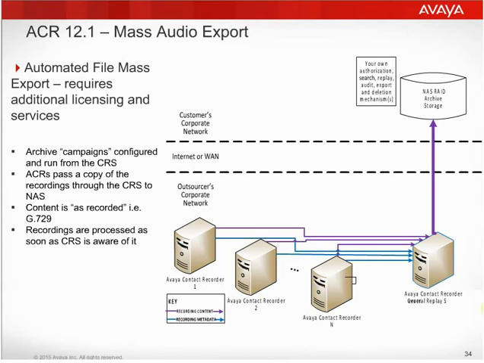ACR Mass Export can be configured to export all audio recording segments or selective recordings based on campaigns. Recordings are forwarded in near real time from ACRs associated with a central replay server running the mass export routine. Recording files are forwarded from the central replay server to NAS, SAN, or network disk provided by the customer. ACR recordings are forwarded to that destination in G.729 format.